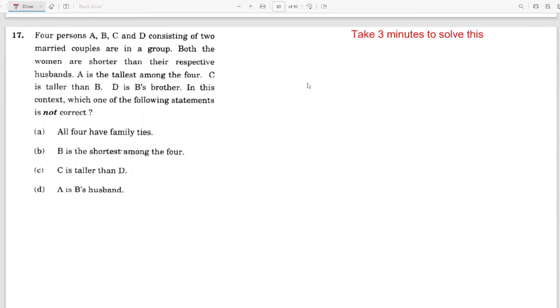This is a combination of the relations questions and the inequality question. So we'll see what the question is asking us. 4 persons A, B, C, D consisting of 2 married couples are in a group. So there are 2 married couples. In this case, we are just assuming that a couple consists of a male and a female. They have not given anything else, though there could be 2 females also.